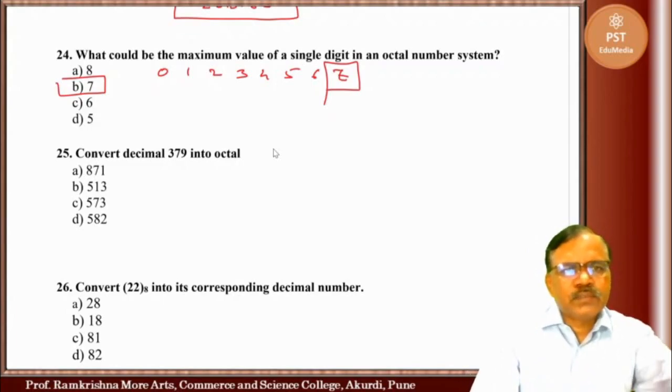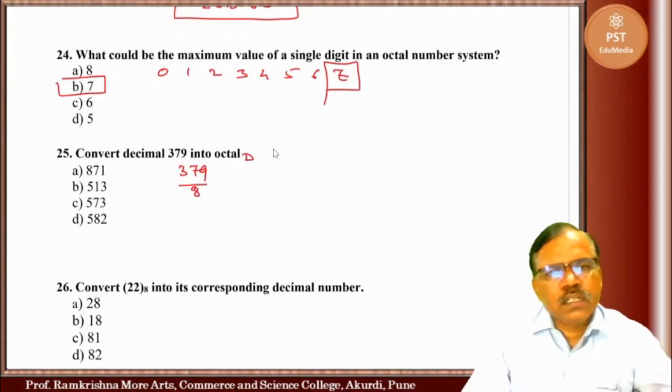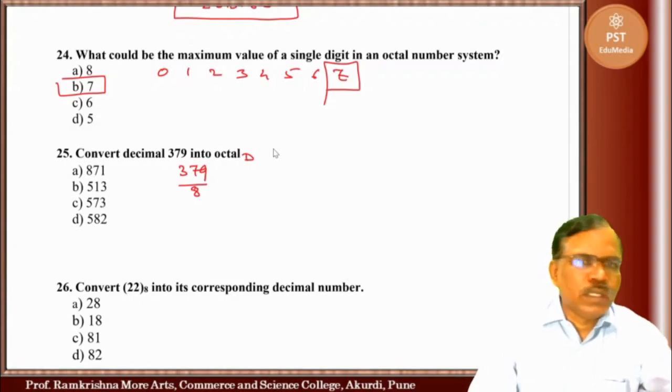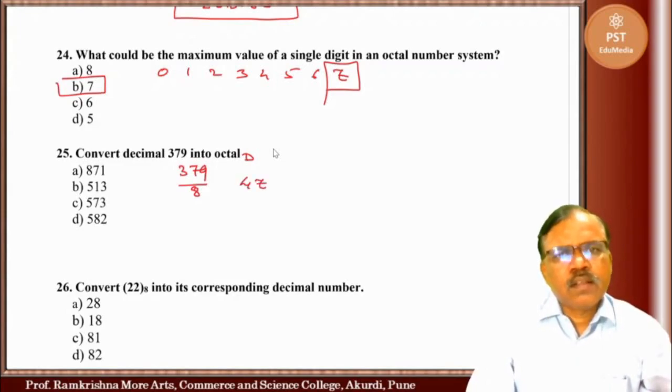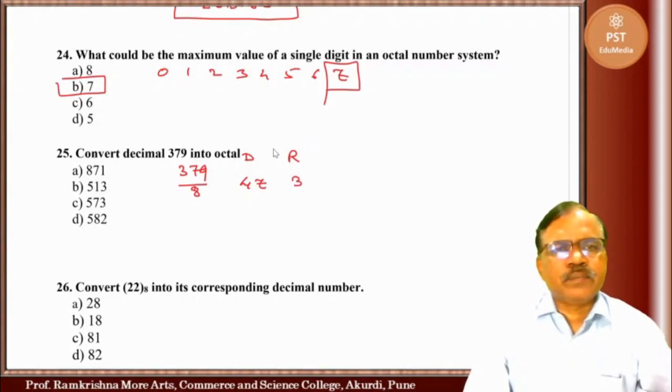So here the number is 379, divide it by 8. Now what is division? Division is 8 into 4, 32, 59, 8 into 7, that is 56. So we will get here 47. Remainder is 3. Remainder is 3. Then 47 by 8.